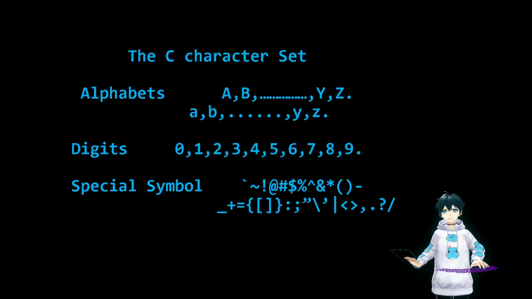But before that, let me show you how the C character set looks like. The following chart shows the valid alphabets, numbers and special symbols allowed in C. It basically covers all the keys on your keyboard, so there is nothing to remember about it.